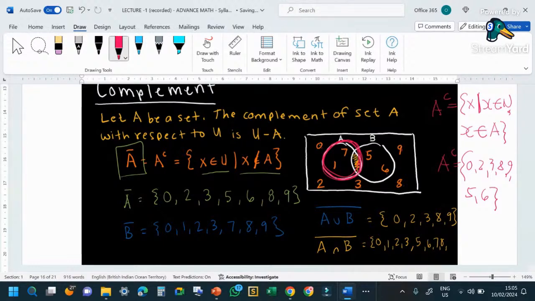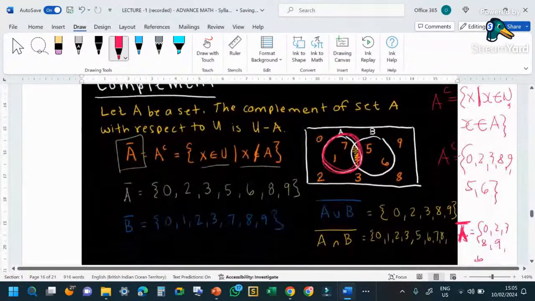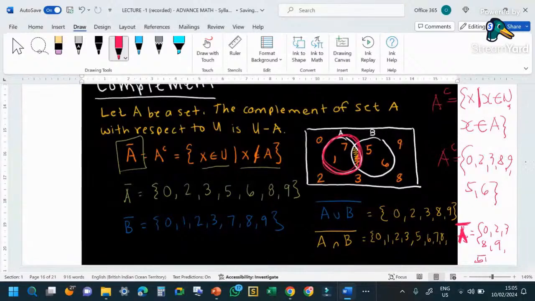And if we say not A complement, the bar at the top is a not. So if it's a not A, then it will be 0, 2, 3, 8, 9, 5, 6.